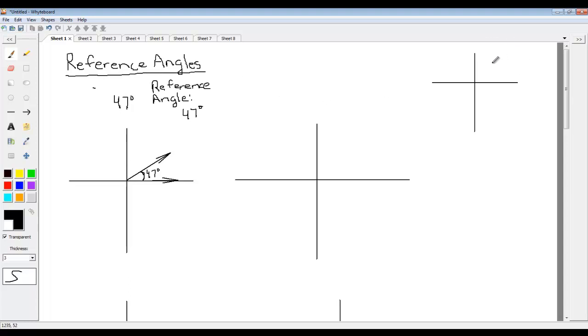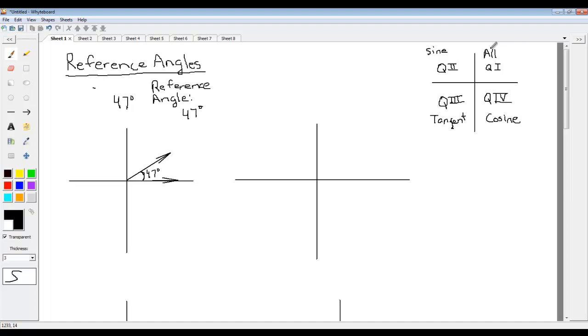Okay? Remember, if you are in quadrant 1, all of your trig ratios are positive. If you're in quadrant 2, your sine is positive. If you're in quadrant 3, your tangent is positive. And if you're in quadrant 4, your cosine is positive. When I say positive, like if all are positive, that's sine, cosine, tangent, also their reciprocals are positive.